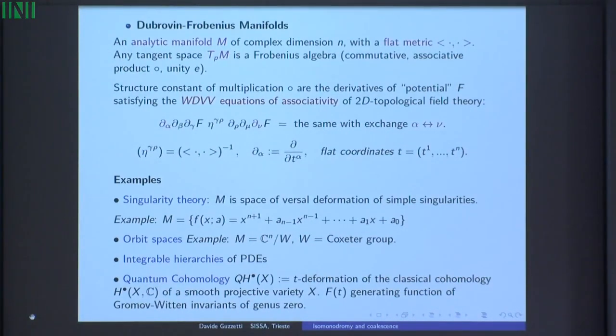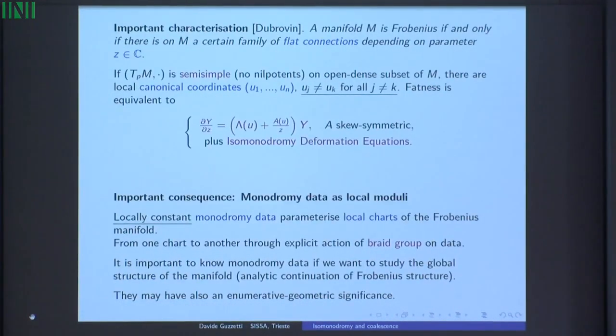So what is our system? What has our system to do with this? Actually, there is this important characterization of Frobenius manifolds: a manifold is Frobenius if and only if you can find a flat connection on this manifold which depends on a parameter z. So it's a family of flat connections depending on z. And the condition of being Frobenius is essentially equivalent to the fact that this family of connections is flat for every z.